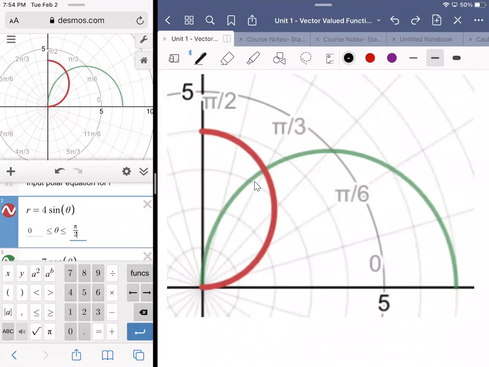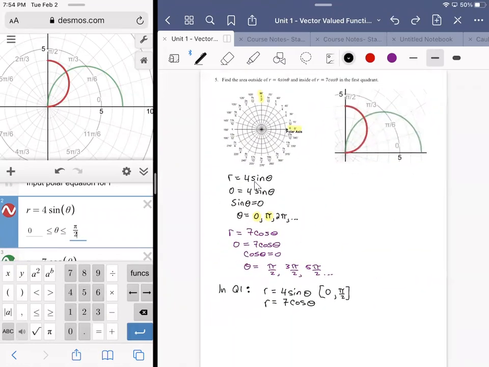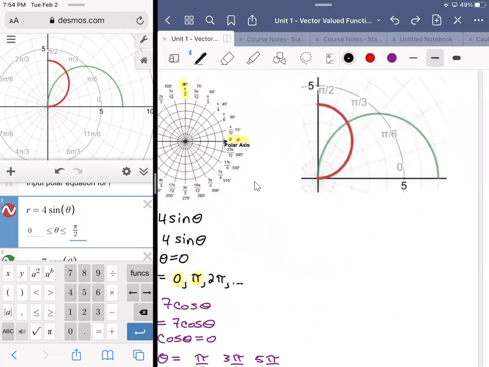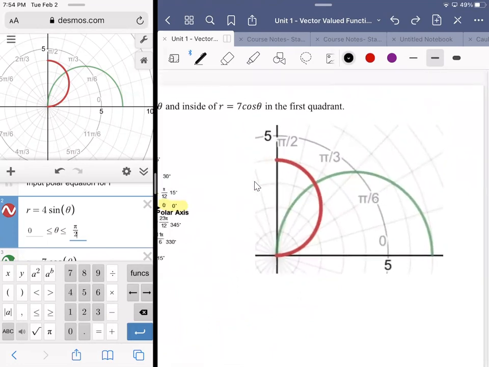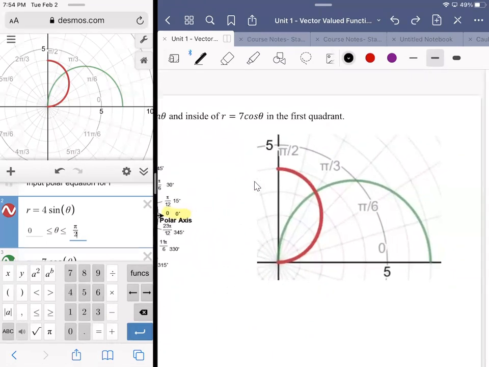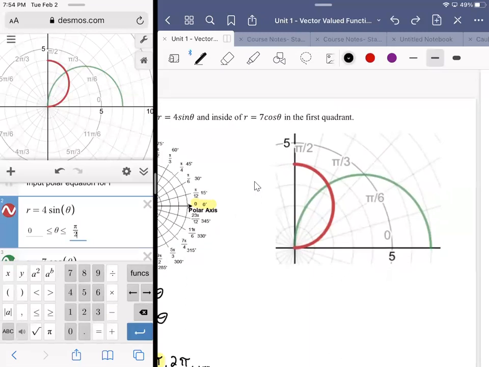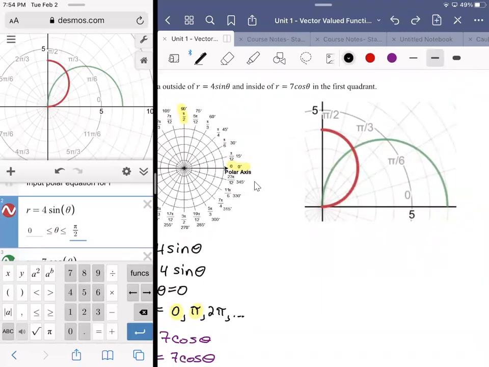Professor, I'm sorry, but isn't the problem saying outside of the r equals 4 sine theta? Oh yeah, good call. Outside of 4 sine, but inside of 7 cosine. Yeah, you're right. My bad. So the question of what I intended and what I actually wrote.